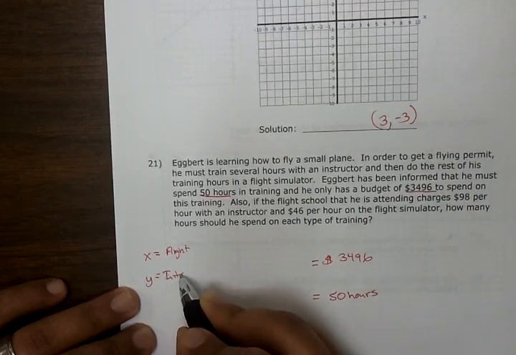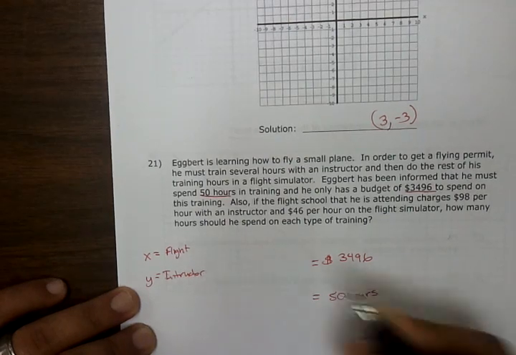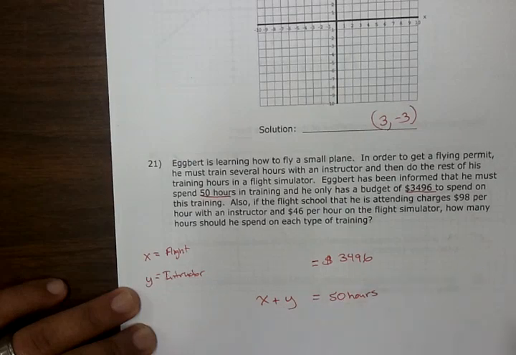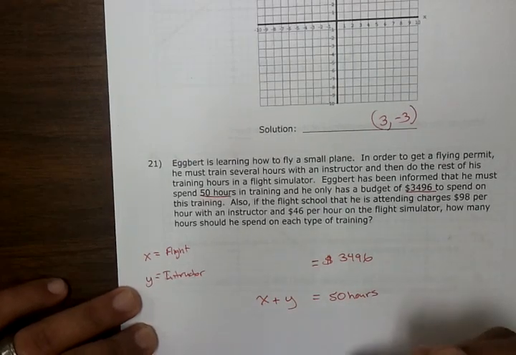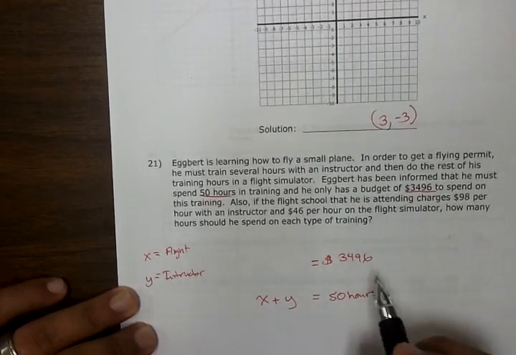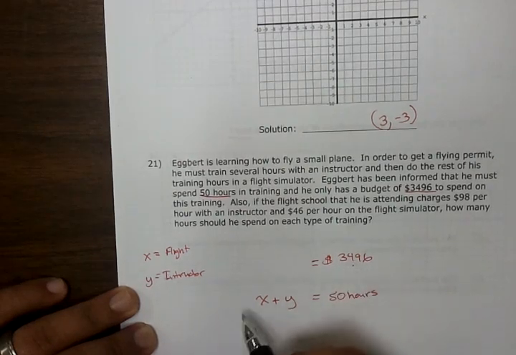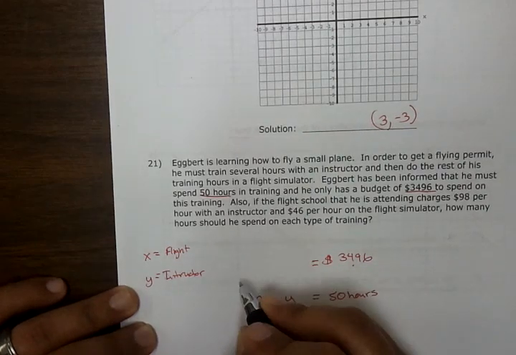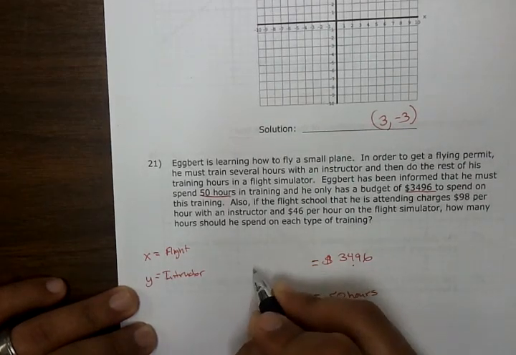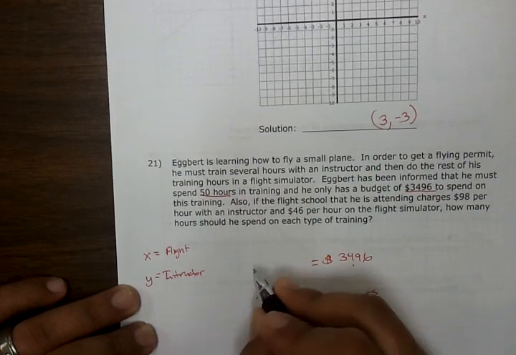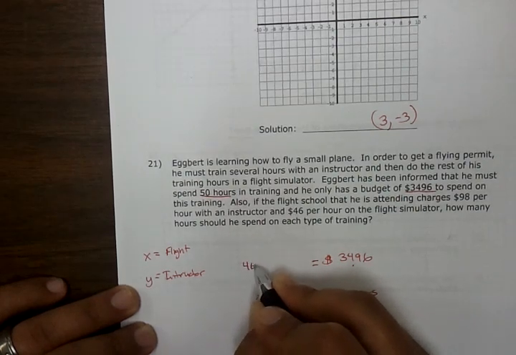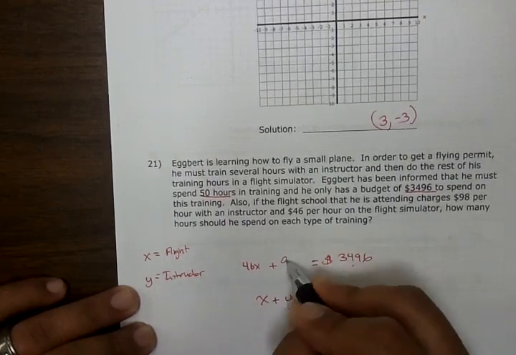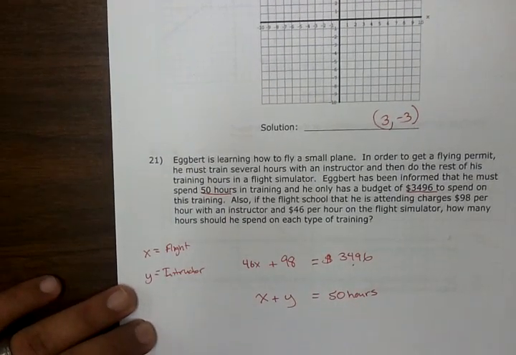Now, what is important to know? It's important that you write both down, because both of these hours, added together, need to equal 50 hours. Now, do you see how this is a money total? This is where you place how much money he's going to be spending. So in this case, if he did the flight simulator, which we stated here, that means that's 46x plus $98y. And now we have a system of equations.